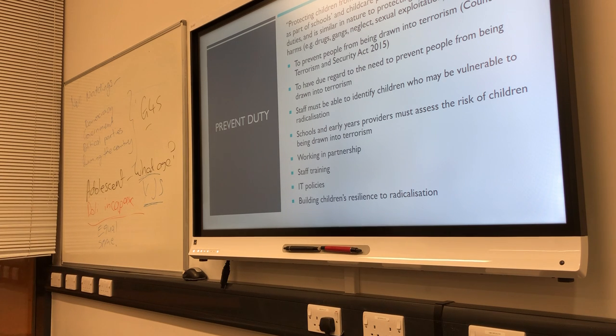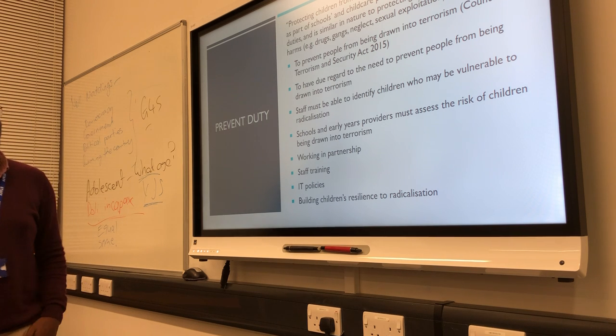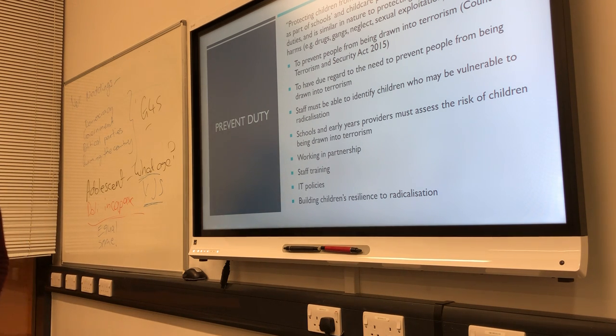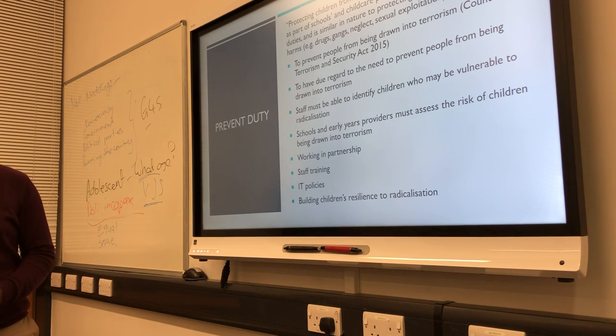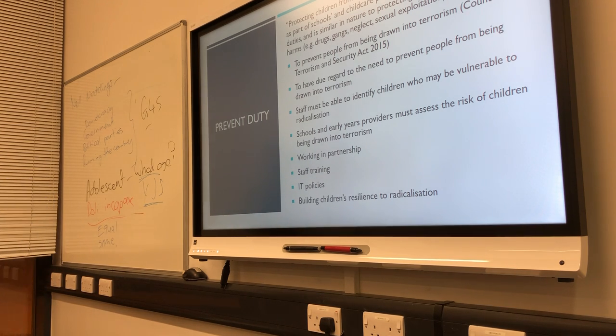Right, Prevent duty. What's your understanding of Prevent duty? Now, the government's .gov.uk website on Prevent states that protecting children from the risk of radicalization should be seen as part of schools and child care providers' wider safeguarding duties and is similar in nature to protecting children from other harms like drugs and so on and so forth, okay?